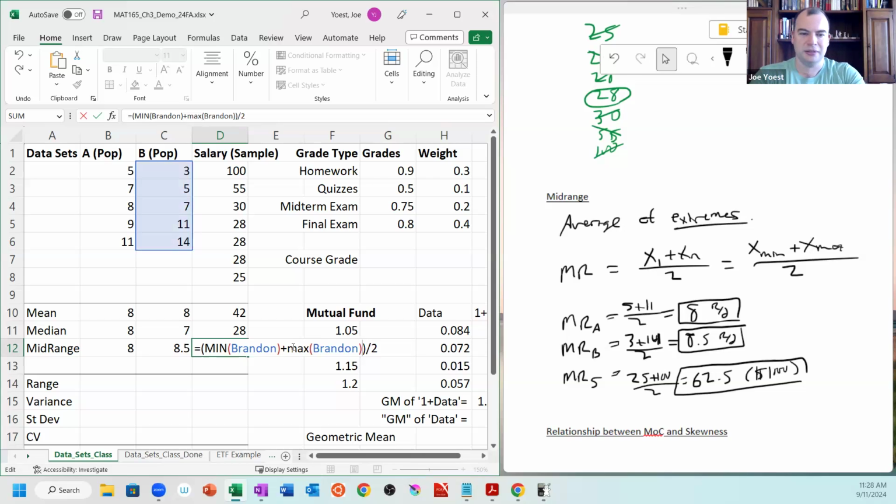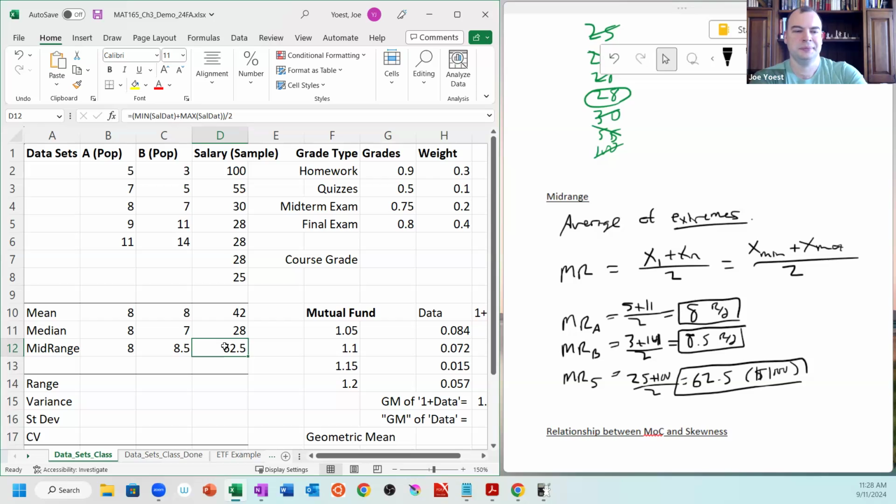Oh, I said Brandon, I was still on the wrong data set. We want the salary data now. Sorry about that. But there's our 62.5. So if I have a more complicated formula, I can start by fleshing out a piece of it, just with dummy numbers in it, and then go in and change things piece by piece to get it to where it needs to be.